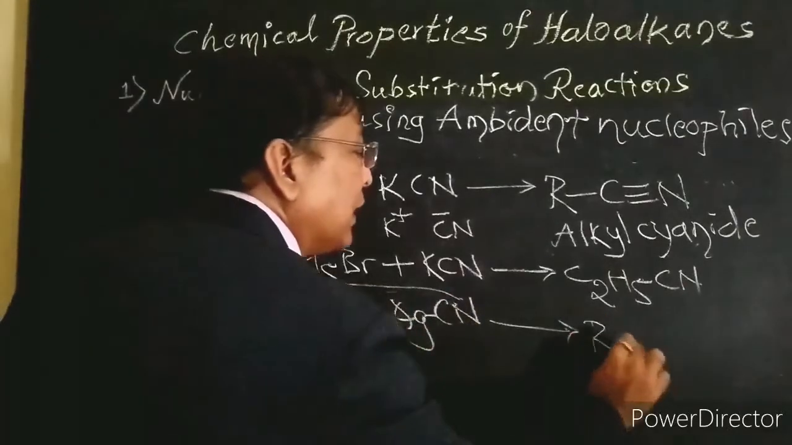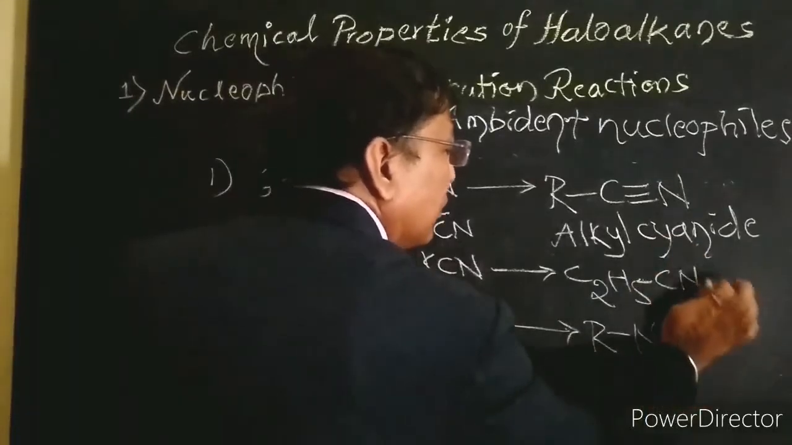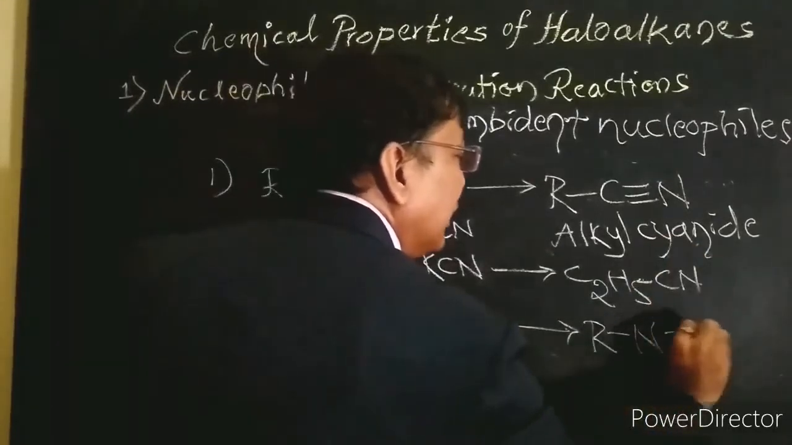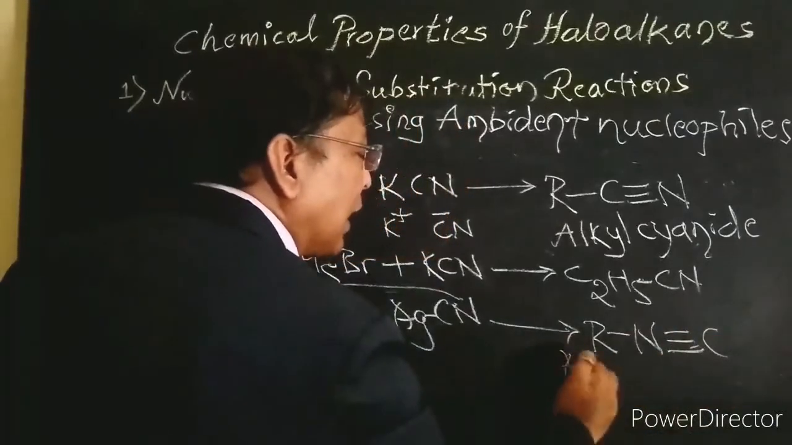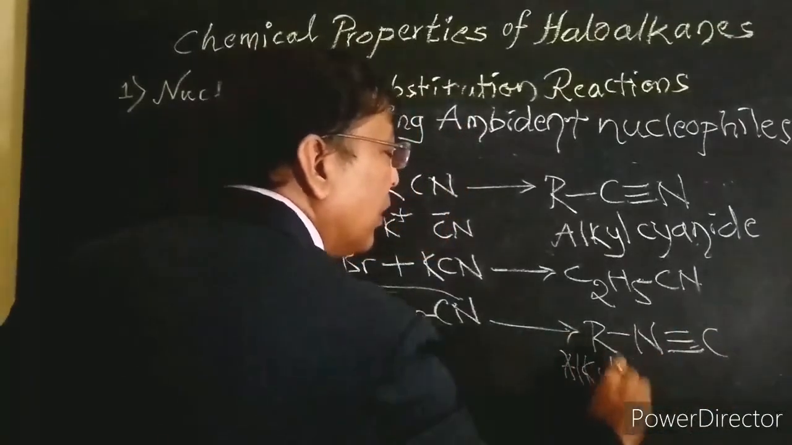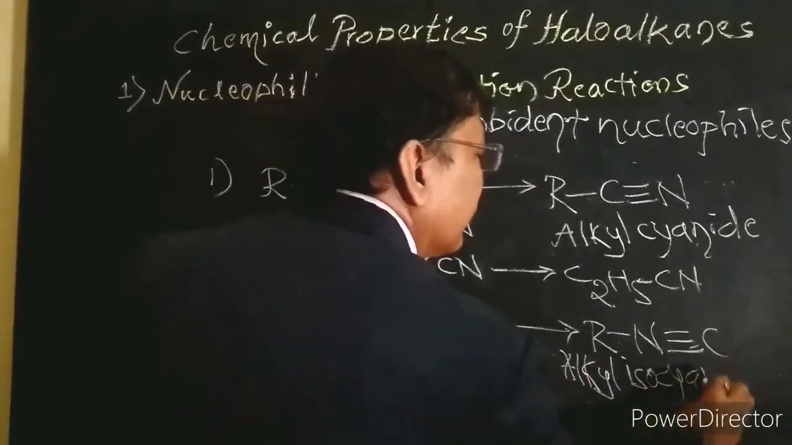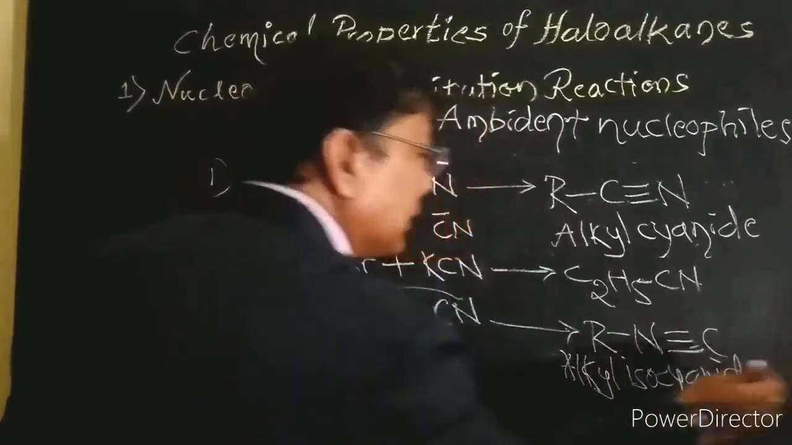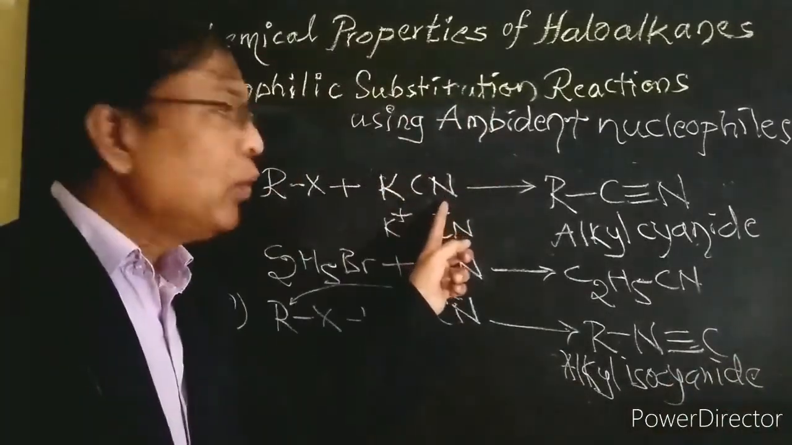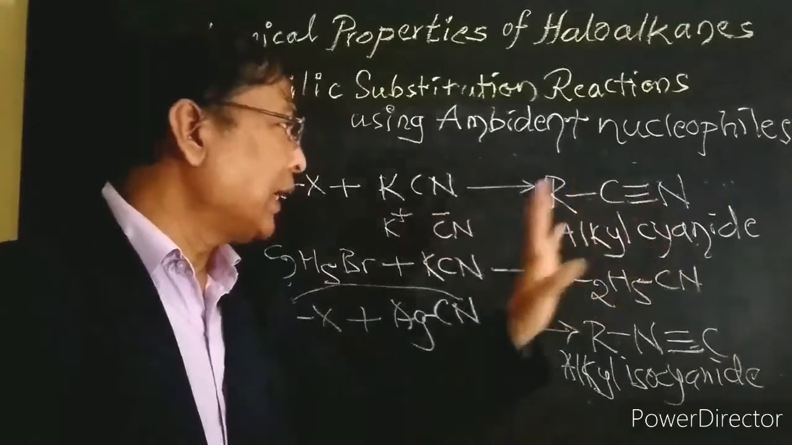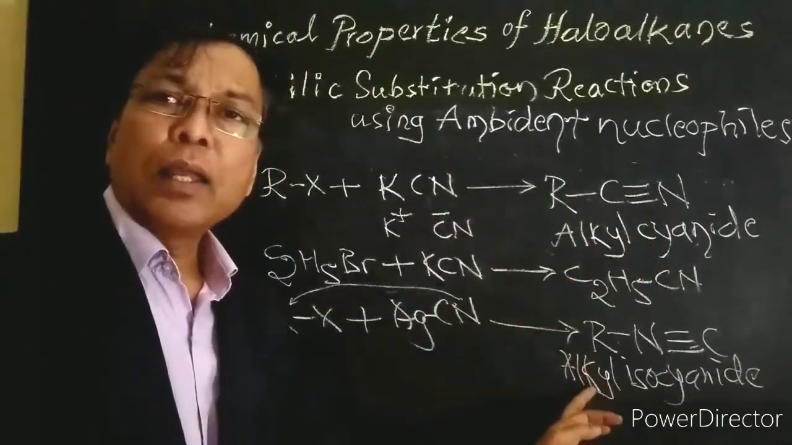So we get RNC. This is called alkyl isocyanide. Try to understand this one. If we use potassium cyanide, we get alkyl cyanide. If we use silver cyanide, we get alkyl isocyanide.